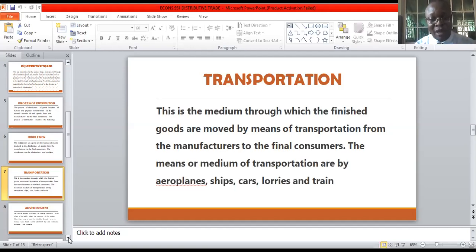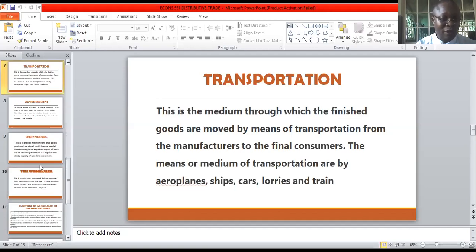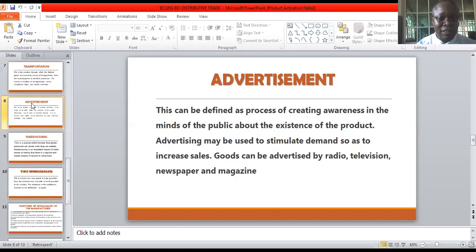Transportation can be defined as moving of goods and passengers from one place to another. And what are the means of transportation? We have aeroplanes, ships, cars, lorries, and trains. All these can be used to convey goods from one place to another. The next one is advertisement.